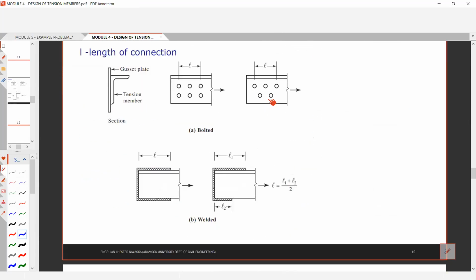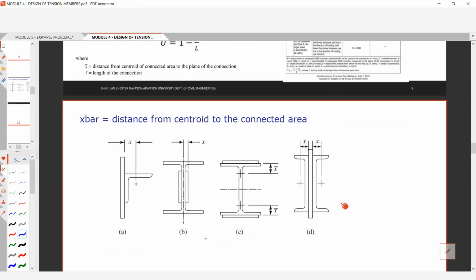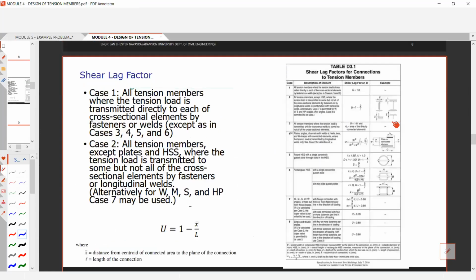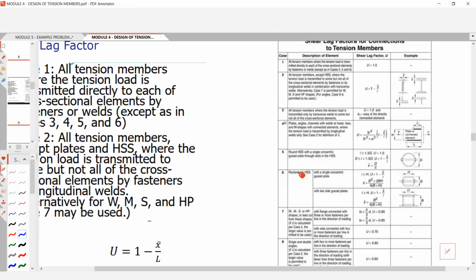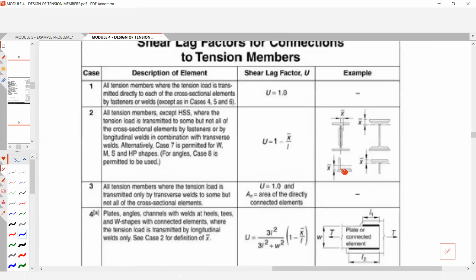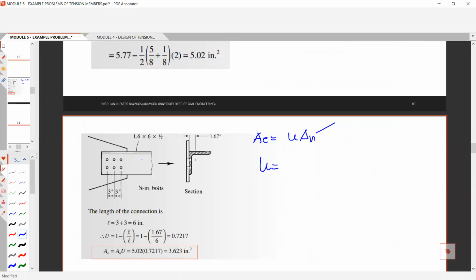Okay. So according to the problem, we have an angle, case 2. Under case 2, this one is your case 2. We have a plate, then you have an angle bar over here. So you have the equation U is equal to 1 minus X bar over L. Okay, so you need to find X bar.